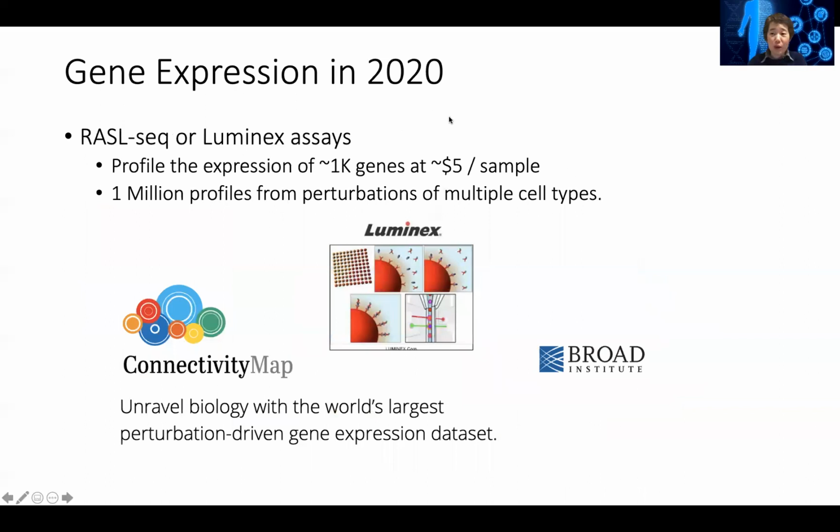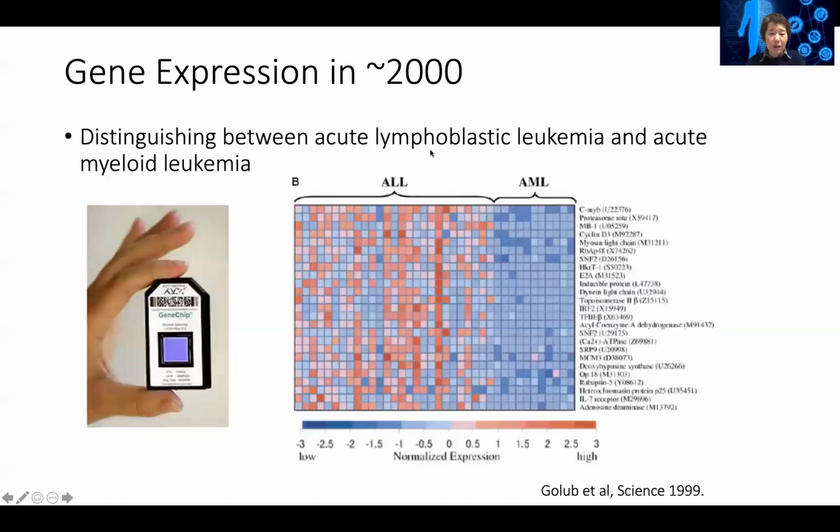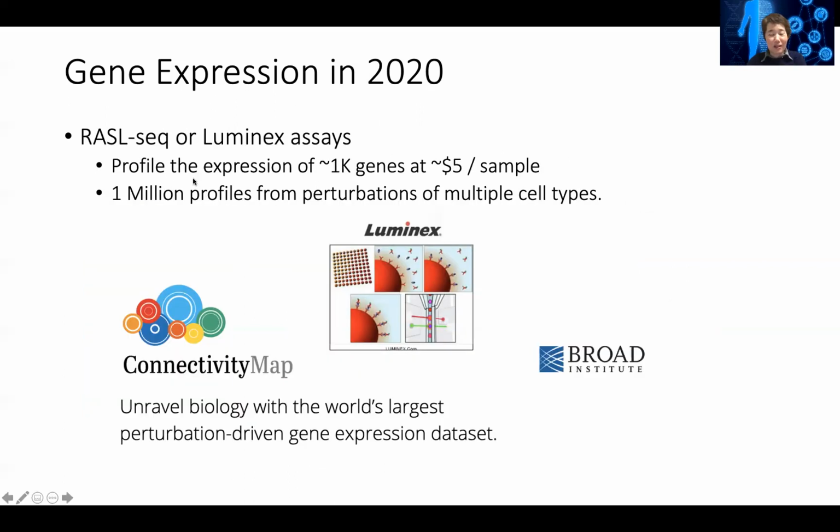And so if you look at gene expression in 2020, there are assays such as RASL-seq or the Luminex assay. Basically, these are technologies that can profile the expression of about 1,000 important marker genes at very, very low cost. When the first Affymetrix microarray was invented, it cost close to $2,000. Then it dropped to $1,000 and then to a few hundred dollars. But now you can see here with RASL-seq or Luminex, you can do this with a few dollars per sample.